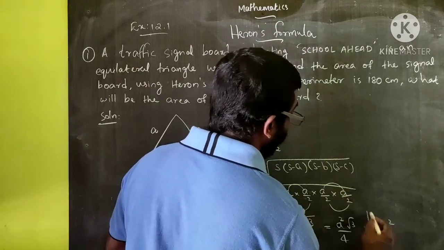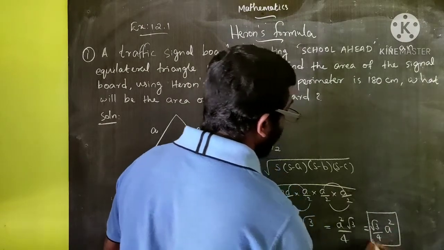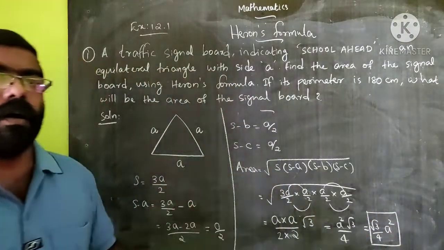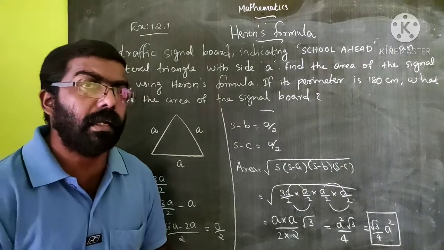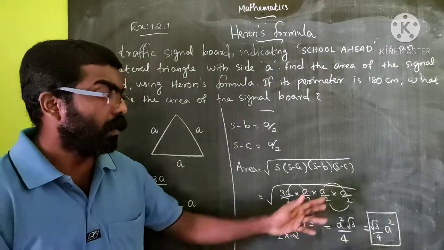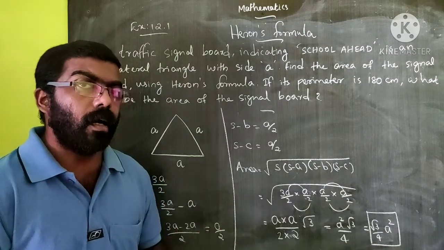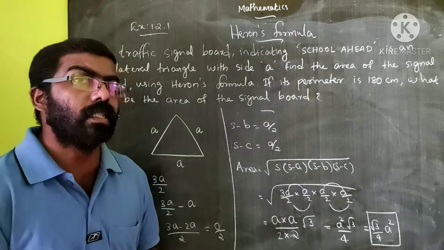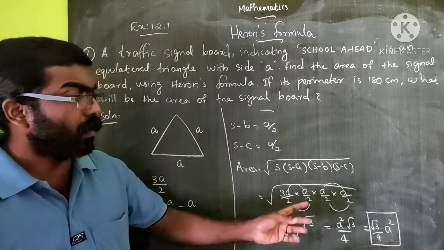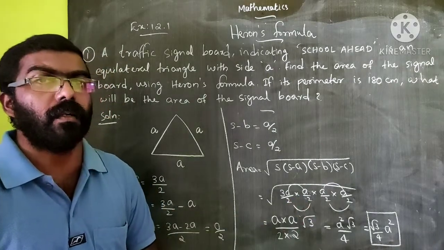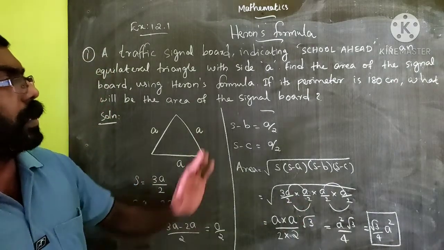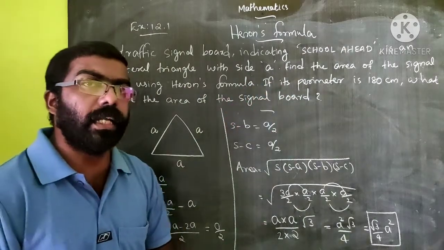It's one of the important formulas also. You have to learn this one by heart. Area of an equilateral triangle with the side A is given by root 3 by 4 A square. I repeat, area of an equilateral triangle with the side A is given by root 3 by 4 A square. Clear? Now the second part is if its perimeter is 180 centimeter.